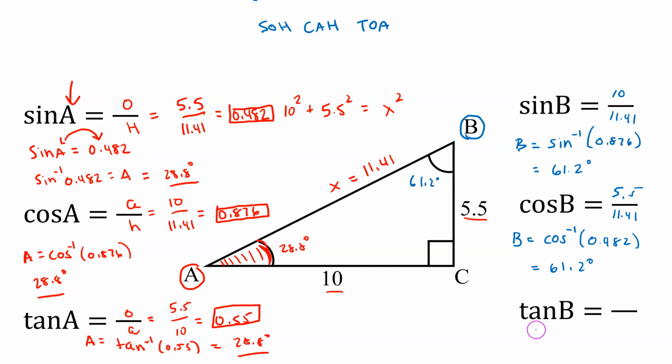for our answer. Finally, tangent. Tangent is opposite, so 10, over adjacent, 5.5. So the tangent of B is 10 over 5.5. If we want to figure out B, we need to take the inverse tangent of that ratio. That ratio in decimal form is 1.818. And no surprise, when you do that calculation, I'll write the number over here, you get 61.2 degrees.